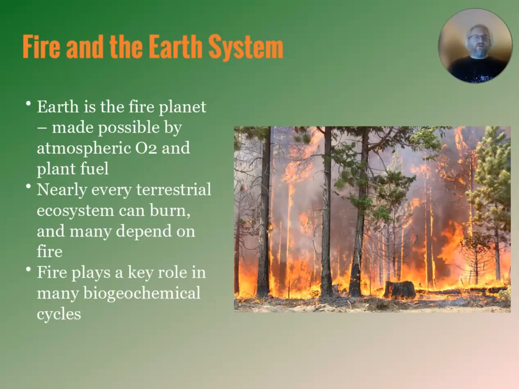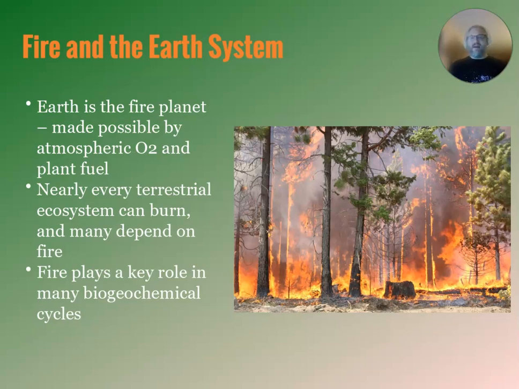So, starting by looking at fire's role in the Earth's system, we can think of Earth as really being the fire planet. Right? So, our name is Earth, but in a sense, fire is one of the most unique things about the Earth. Because fire is made possible by our high amount of oxygen in the atmosphere and the availability of plants for fuel. And no other planet or moon or star or anything else that we know anything about has those conditions. So we do not see fire happening on other worlds the way that it happens here on Earth.